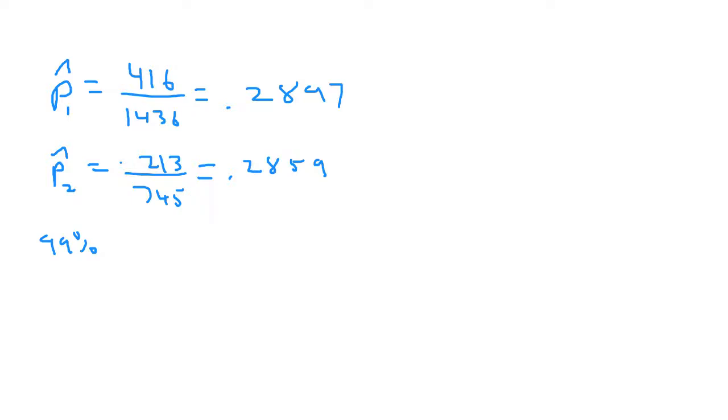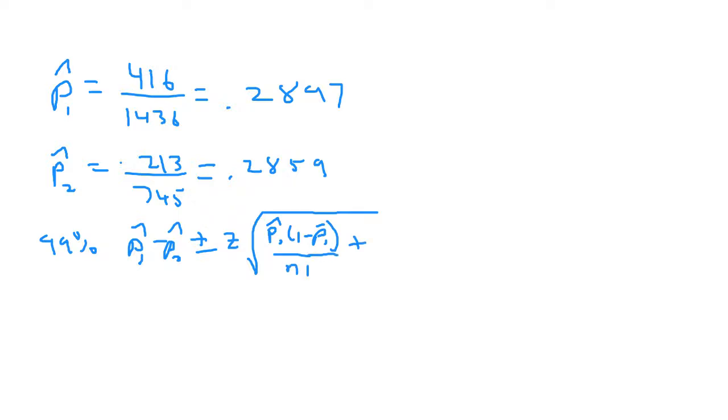So if you look at the formula, it's P1 hat minus P2 hat plus or minus Z, and then you've got this kind of ugly calculation of P1 hat times 1 minus P1 hat over N1, plus the other one, P2 hat times 1 minus P2 hat over N2. So there's the manual way to do it. If you're doing a 99% confidence interval, what's your Z multiplier there?